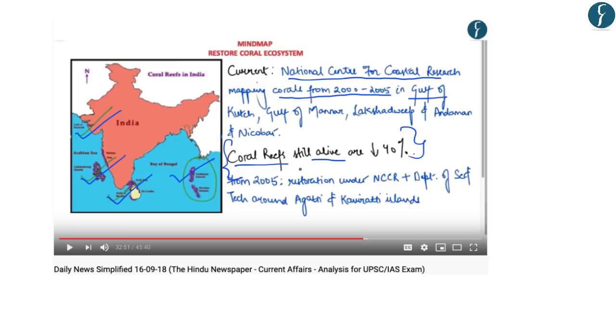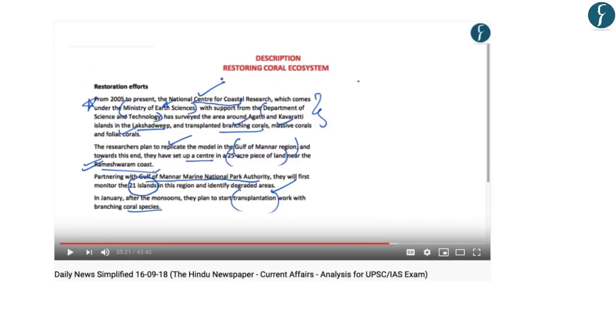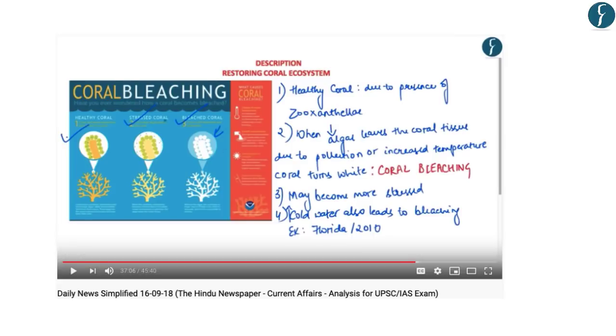And this is mainly because of the impact of global warming on these coral reefs. And accordingly, in the year 2005, an initiative was started for the restoration of coral systems in India. And this effort was started by the National Center for Coastal Research along with the Department of Science and Technology. So these restoration efforts of the National Center for Coastal Research were also covered in the DNS of 16 September 2018. And again in this video, the issue of coral bleaching was discussed in detail.